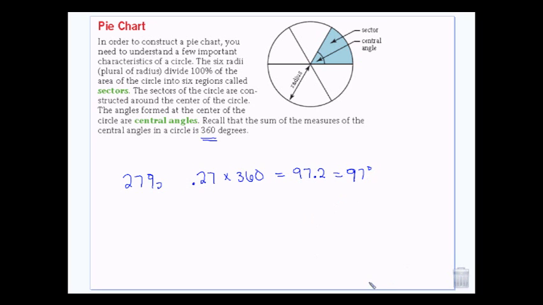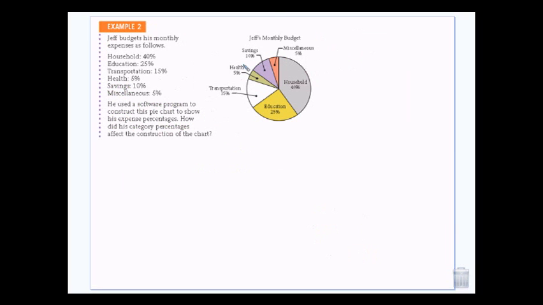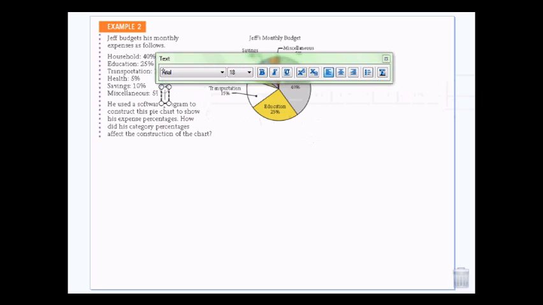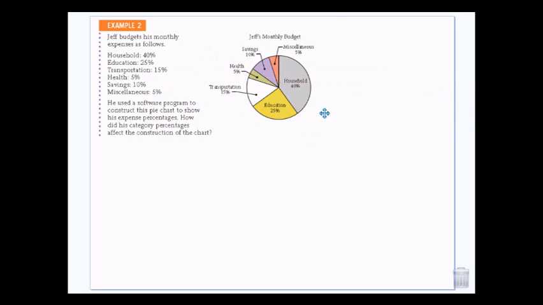So then when I was making my chart, I would measure out, see, here's 90, so 97 degrees, and I could call that 27%. Does that make sense? Okay. So if you're looking at a pie chart, I can make this a little bigger if I use the right tool.